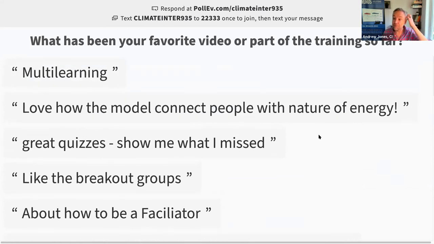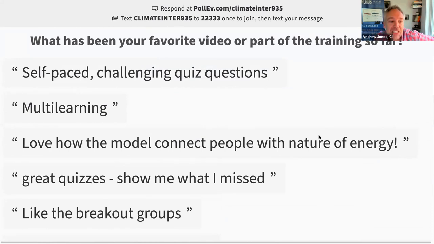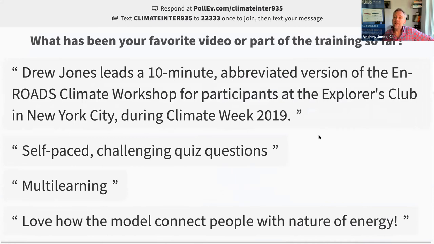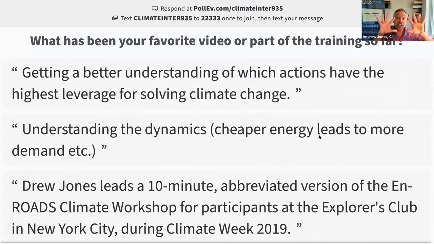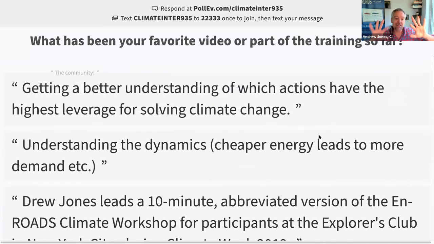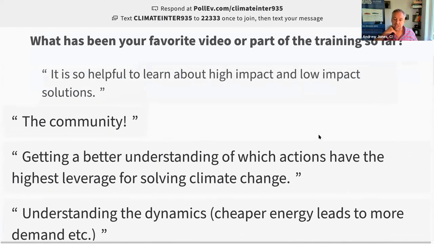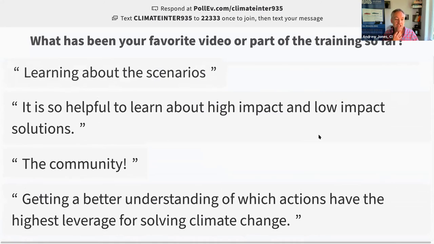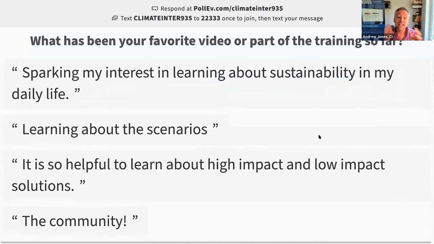Love how the model connects people with the nature of energy. That's cool. Multi-learning, self-paced, challenging quiz. A 10-minute abbreviated version of En-ROADS for participants of the Explorers Club. Climate Week, yeah. 10-minute workshop. You can do it in 10 minutes. Drop the mic. Understanding the dynamics. Cheaper energy leads to more demand. Better understanding of actions, the greatest leverage. The community. So helpful to learn about high impact and low impact.